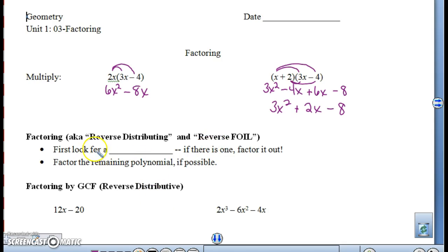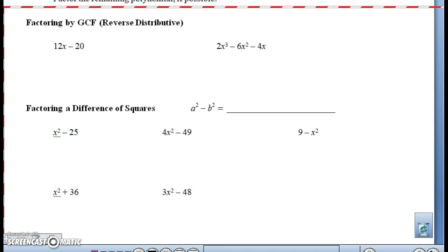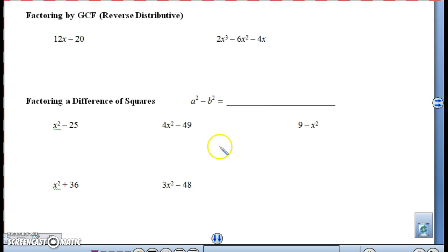But first, always look for a GCF. Your life will be much easier if you take out a GCF because it makes your numbers smaller and usually easier to factor. So we always try to do that first. And then factor the remaining polynomial if possible by either reverse distributive or reverse FOIL or any other method that we come up with. Now let's start with our most basic kind of factoring, which is factoring by reverse distributive, which is factoring by GCF.